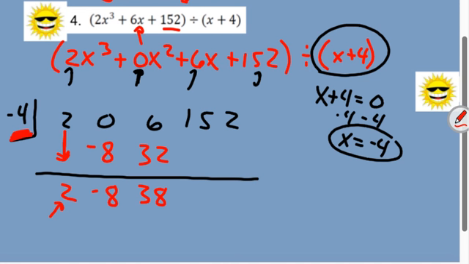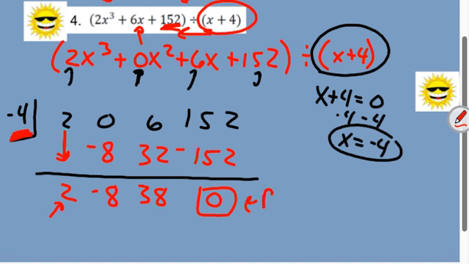Negative 4 times 38 is, I did do this problem, negative 152. Which is nice because when I add those last two together, the constant, the number, we get 0. So that means x minus 4 divides into our polynomial evenly.